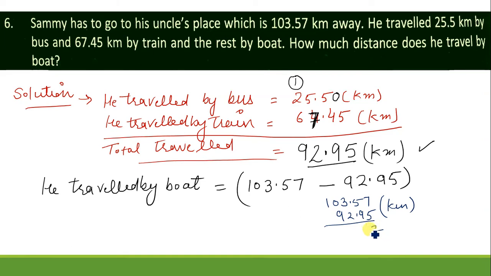7 minus 5, 2. Now 15 minus 9, it will come 6. 2 minus 2, 0. And 10 minus 9, 1. So he traveled by boat 10.62 kilometer. This is your answer.